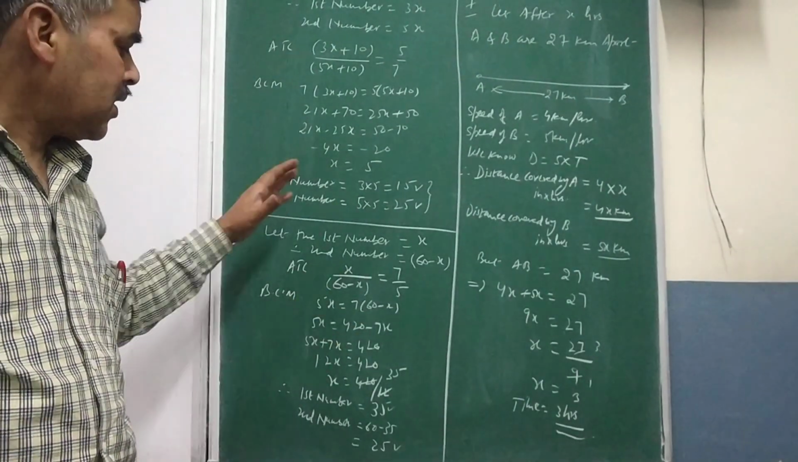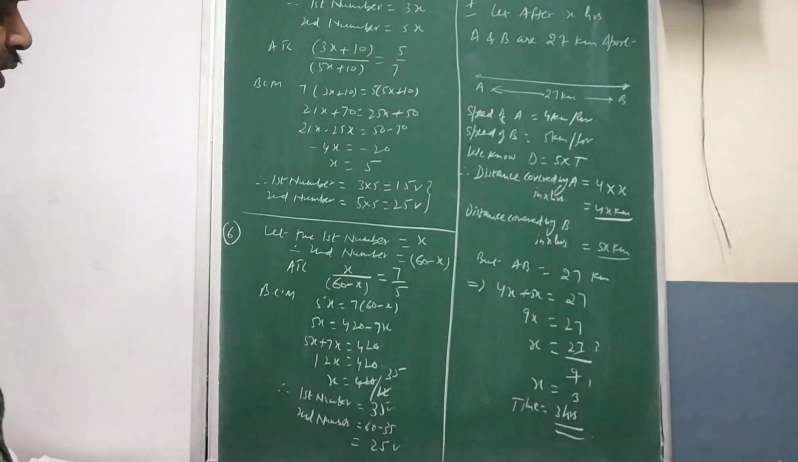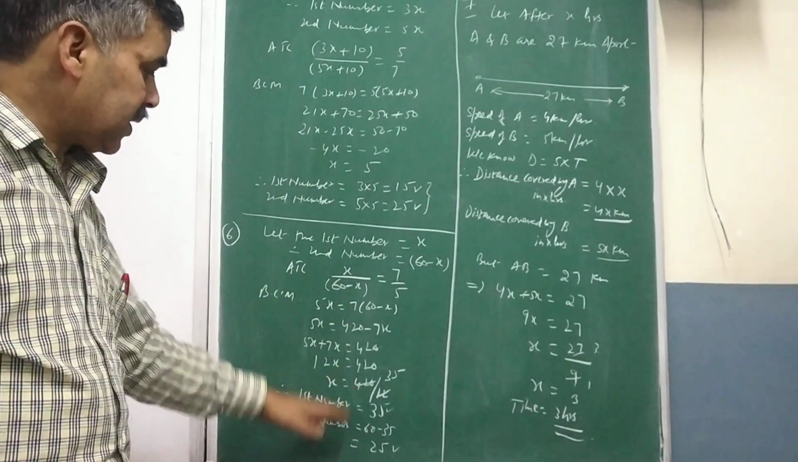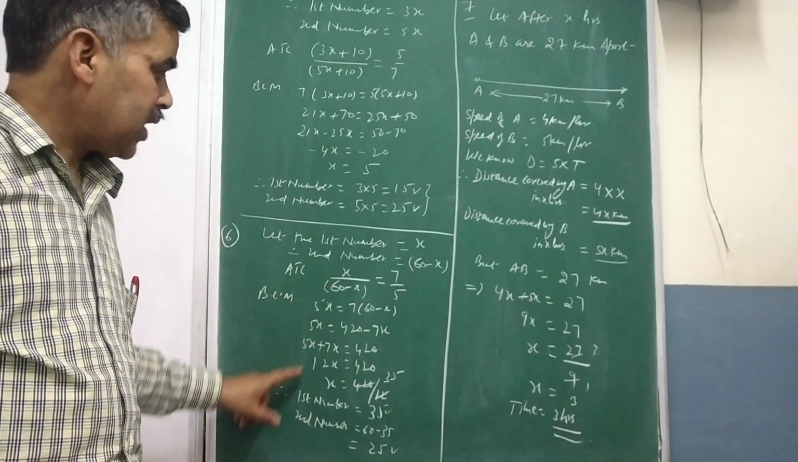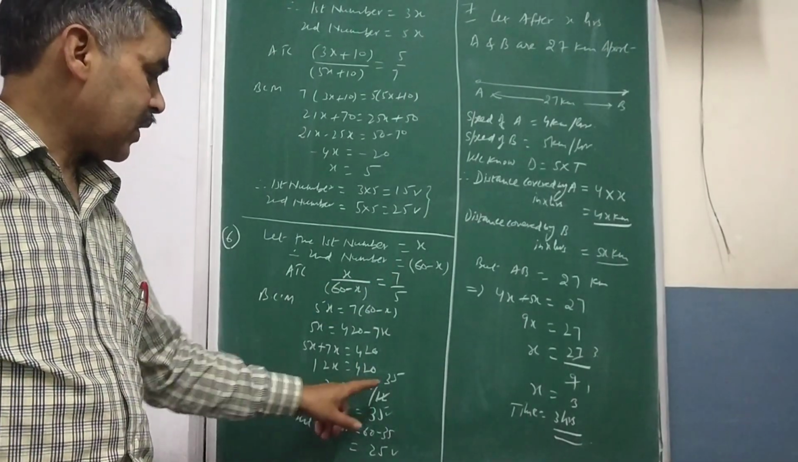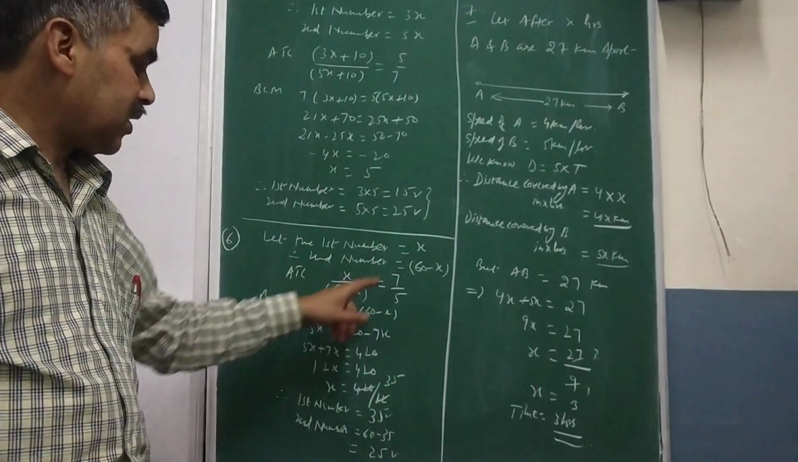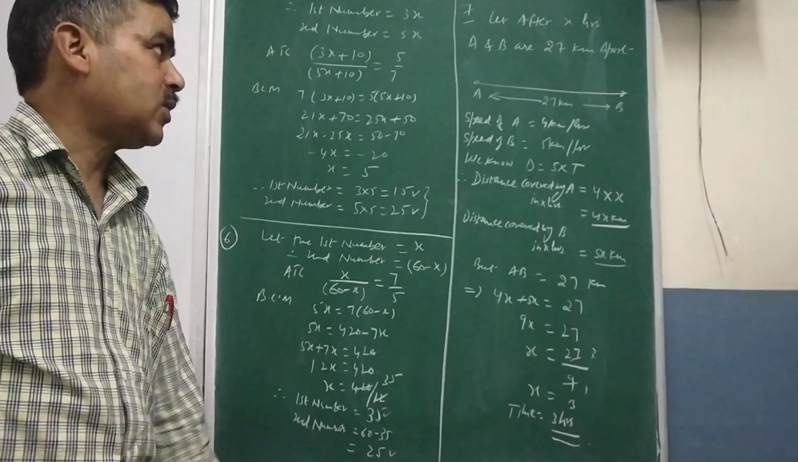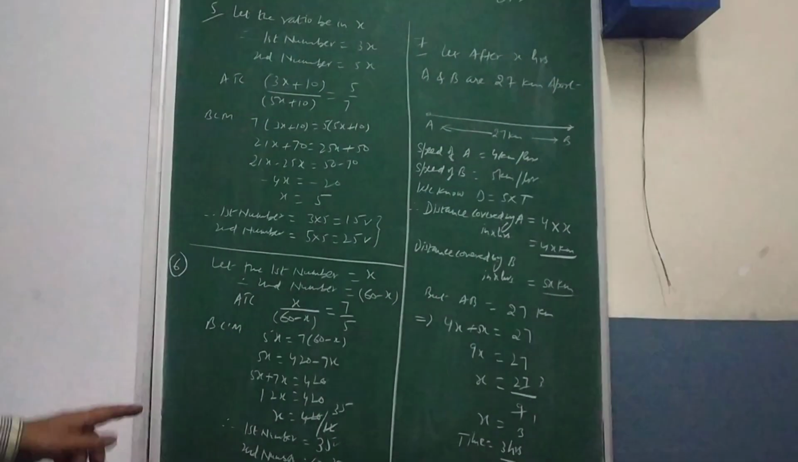Ratio again given. We are following the same procedure that we did in the previous question. Do the cross multiplication, get the value of x and then put that value back to this. Then the first number, whatever value of x you are getting, is 35, and the second will be 60 minus 35, that will be equal to 25. So that will be the answer.